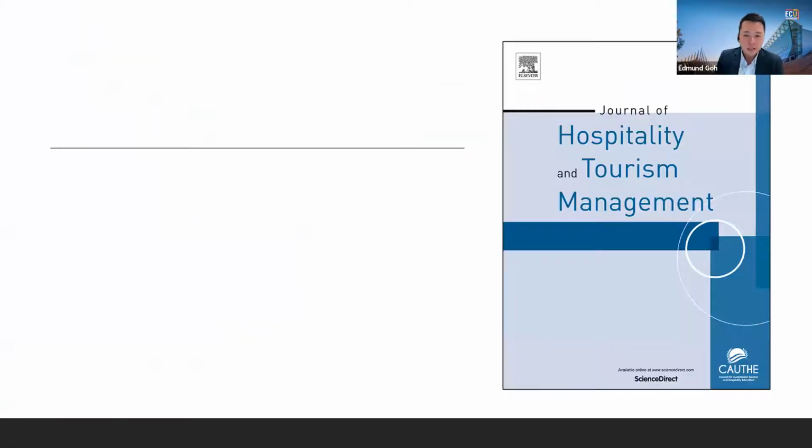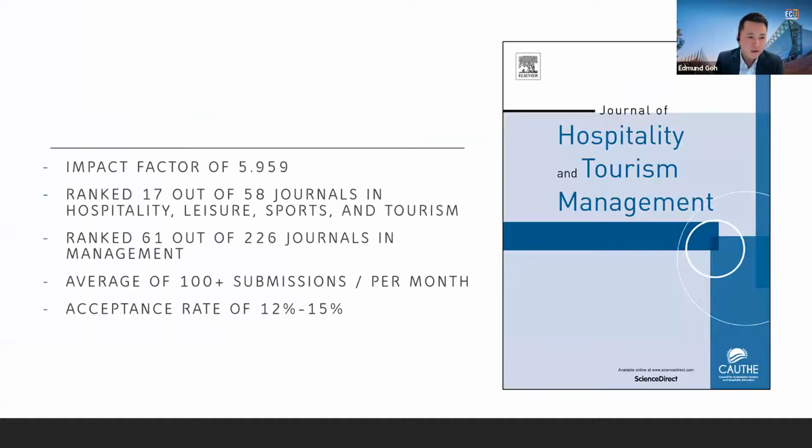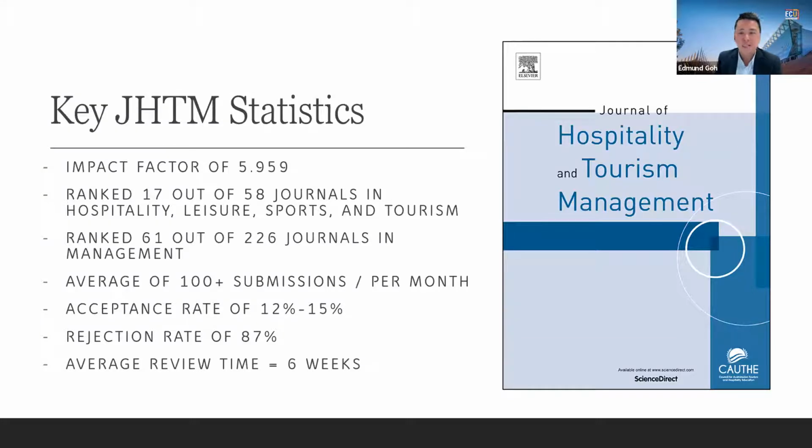So a bit of background and statistics about JHTM, as our chief editor Mariana mentioned earlier. JHTM's impact factor has been increasing over the years. Currently it sits at 5.9, which is very high, which is good. It's currently ranked 17 out of 58 journals in hospitality, leisure, sports, and tourism. It's ranked 61 out of 226 journals in management.